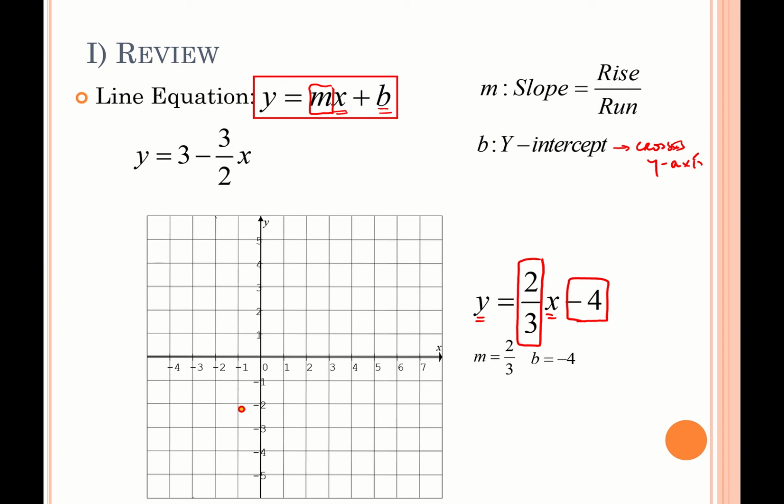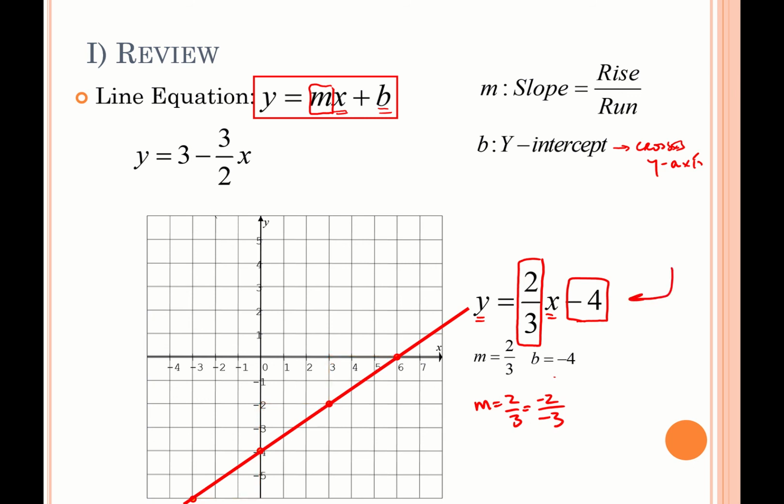To graph this one, you start at negative 4, your y-intercept, and then go up 2, right 3 to get your next point, and up 2, right 3 again. Or you can go down 2, left 3, because a slope of 2 over 3 is the same thing as negative 2 over negative 3. Then you connect the points, and this is the line for the first equation.